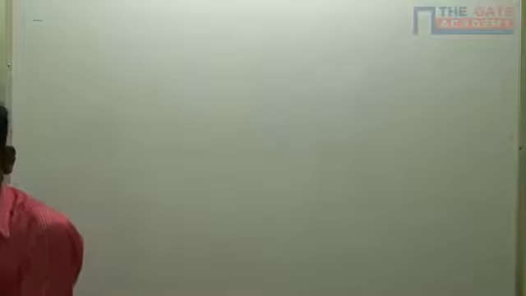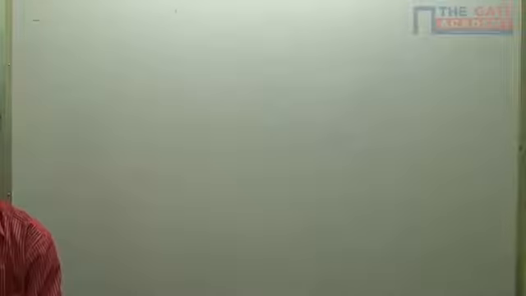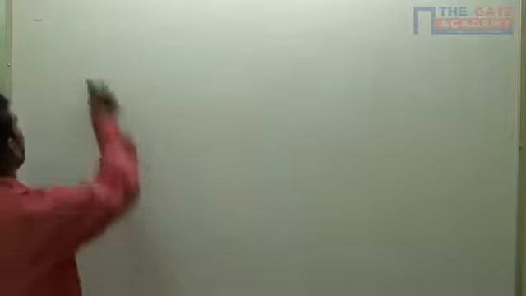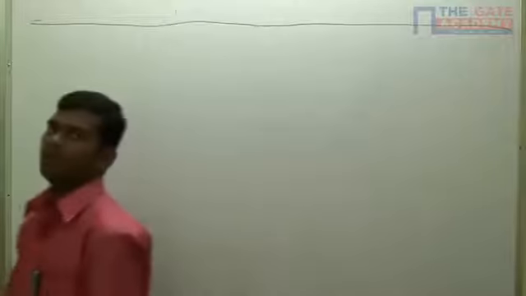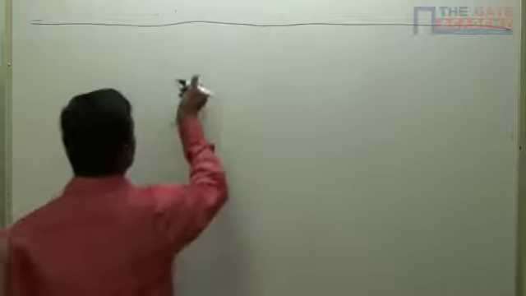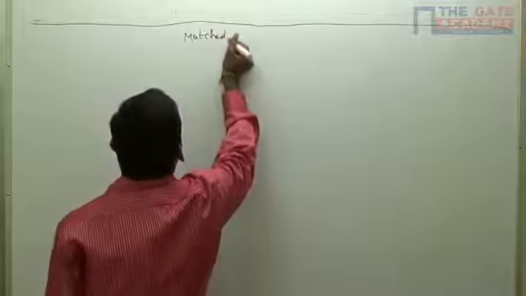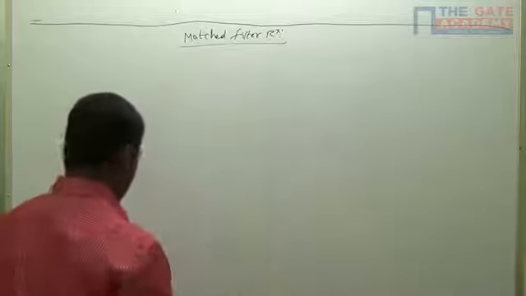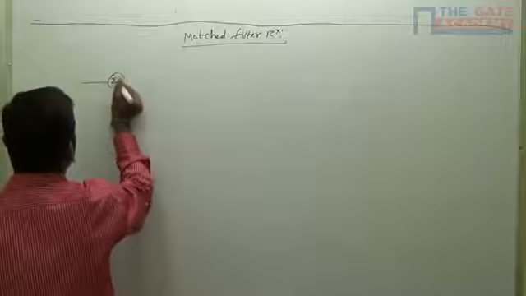So the first one is the matched filter. This is a very, very important topic for the GATE examination. I will explain the matched filter first, how we need to derive it. We are going to derive the matched filter, and then we'll see some previous problems about this matched filter receiver. How are we going to derive this, and how is it going to perform?